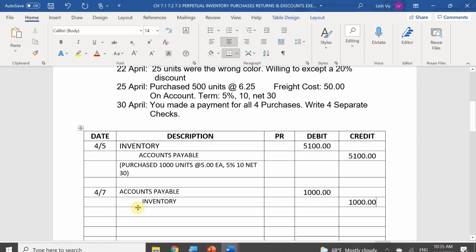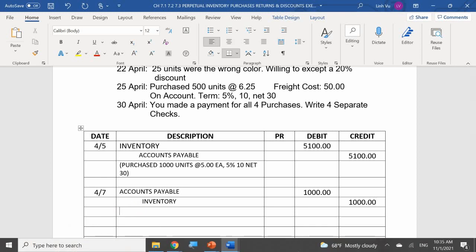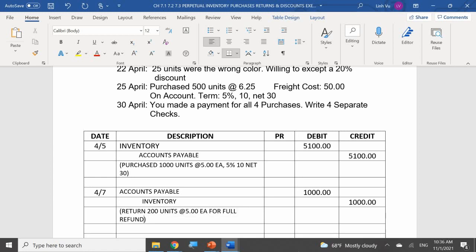And I'm going to make a note here that I returned 200 units at $5 each for a full refund.